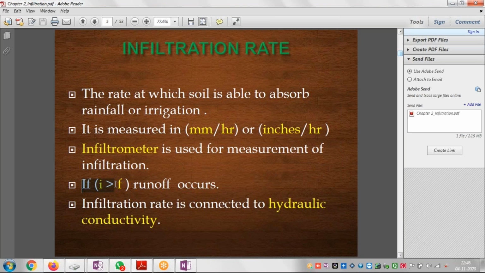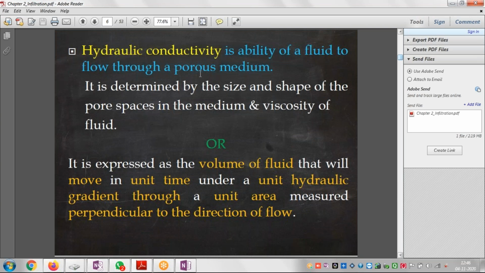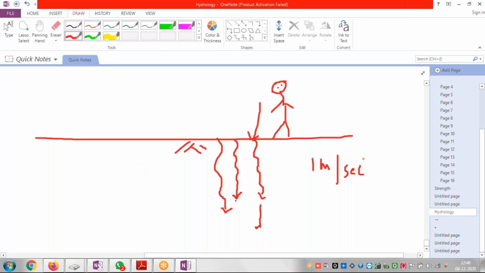So if rainfall is greater than the infiltration, then runoff occurs. If it is reverse, then absorption will happen. Next, infiltration rate is connected to the hydraulic conductivity. Hydraulic conductivity means how much quantity of water in 1 second. And hydraulic conductivity is the ability of a fluid to flow through a porous medium. It is determined by the size and shape of the pore space in the medium and the viscosity of the fluid.